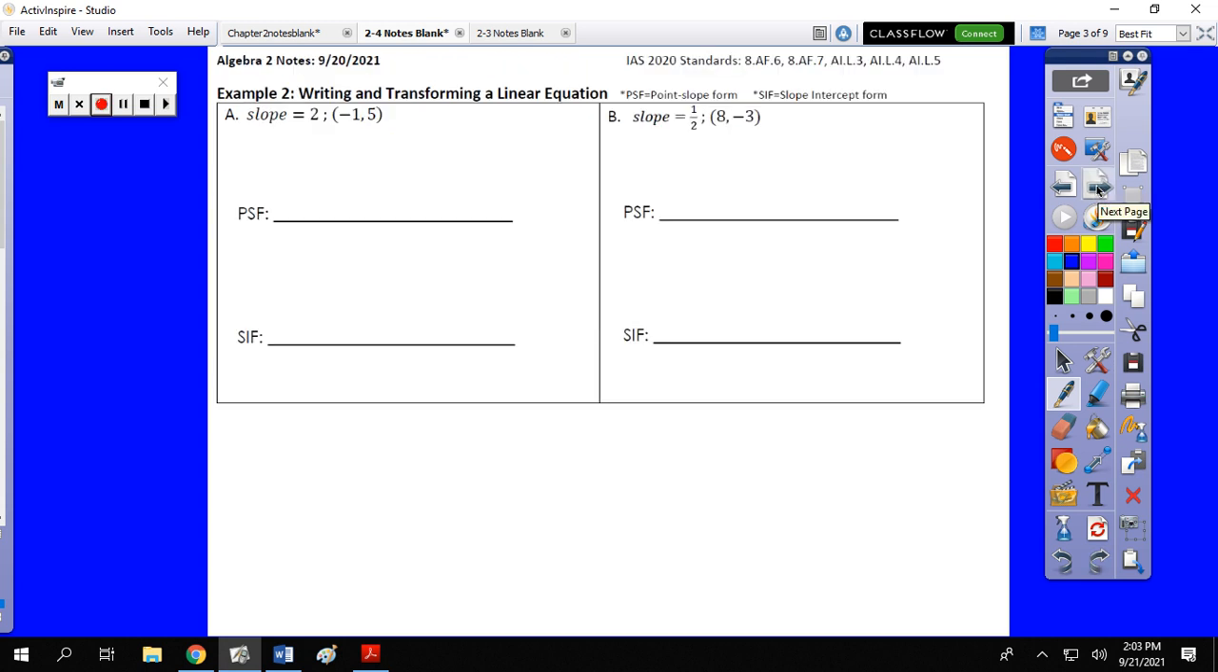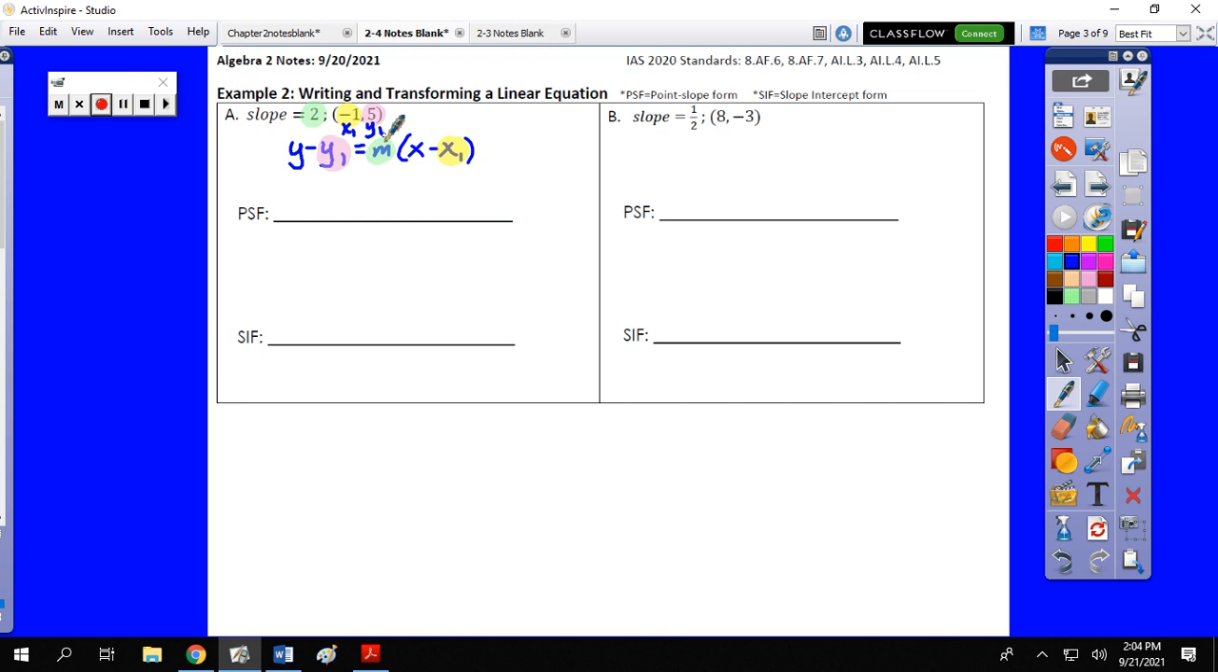Okay, next up is example 2, where we are transforming the linear equation after we write it. So we are given in letter A a slope and a point. Just like we did on the previous example, we are going to write out the equation in point slope form, PSF. Y minus y1 equals m times x minus x1. Again, we've got those values. The slope is 2. We've got x1 is negative 1, and y1 is 5. The point negative 1, 5 is your x1 and your y1.